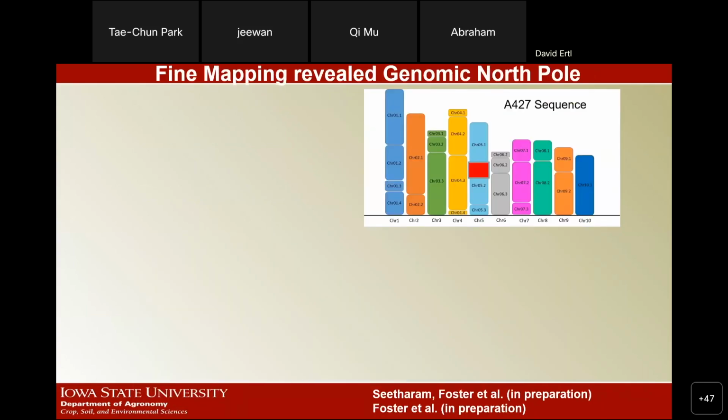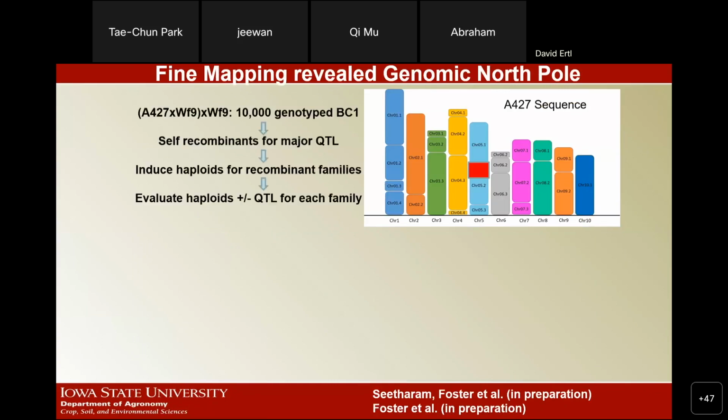Of course, we then intended to go after the gene using map-based gene isolation. We obtained a high-quality genome sequence using services provided by Corteva. We did a large mapping study, so we started out with 10,000 BC1s, looked for recombinants in this chromosome 5 region, saved recombinants and induced those so that we can do replicated trials again of these haploid families.